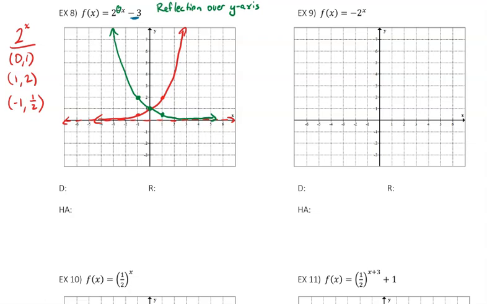That's the reflection. Now keep in mind, we're not done yet though, because we still have that minus 3 at the end. That would go down 3. So we're going to take each of those points and we're going to move them down 3.